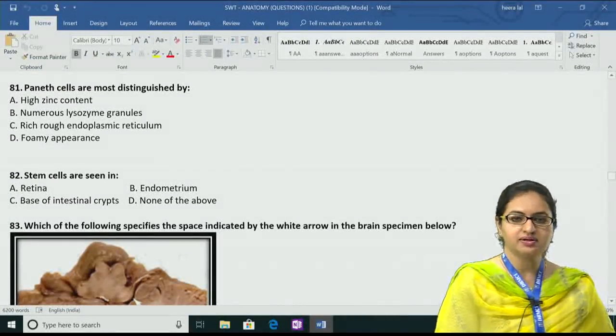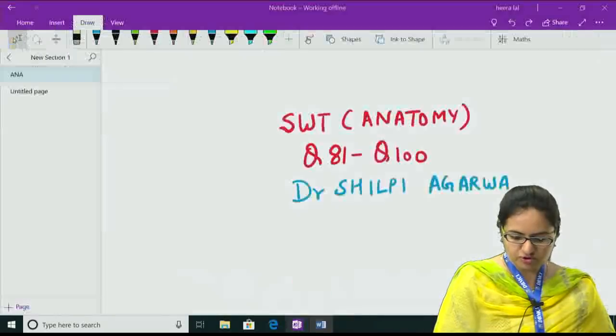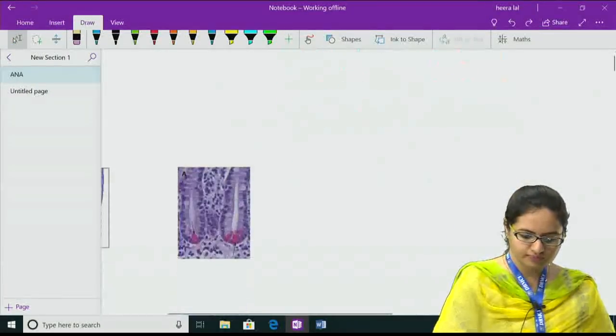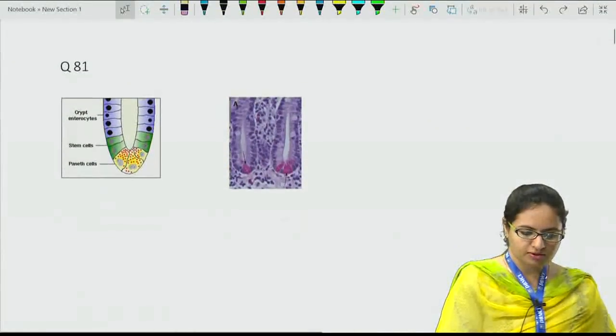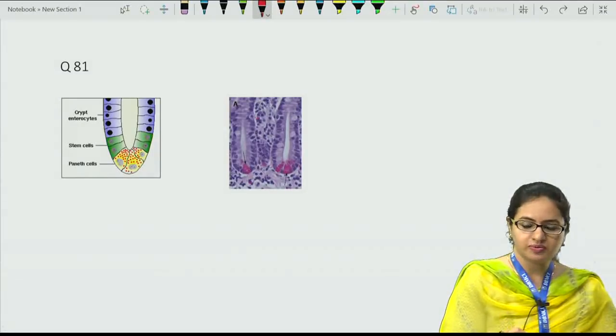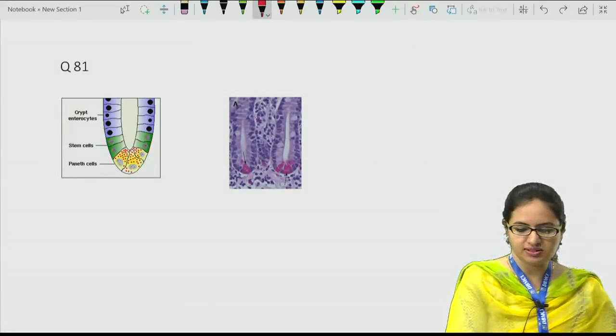The question number 81 is regarding the Paneth cells which are present in the intestinal glands. So first of all we will discuss the intestinal glands. Now this picture is showing the intestinal gland, and if we see the cells which are present in the intestinal gland, there are 6 types of cells.